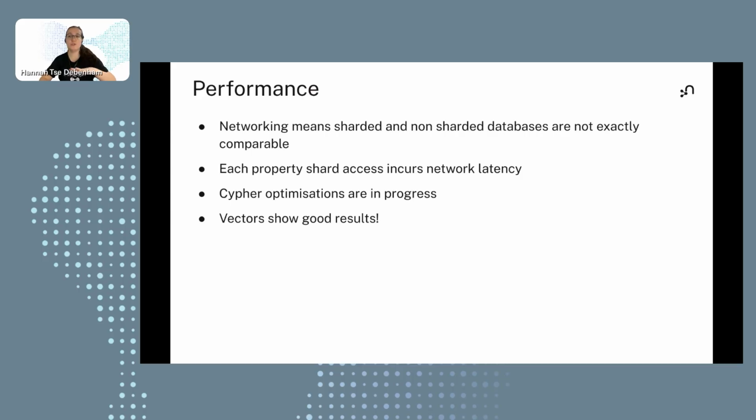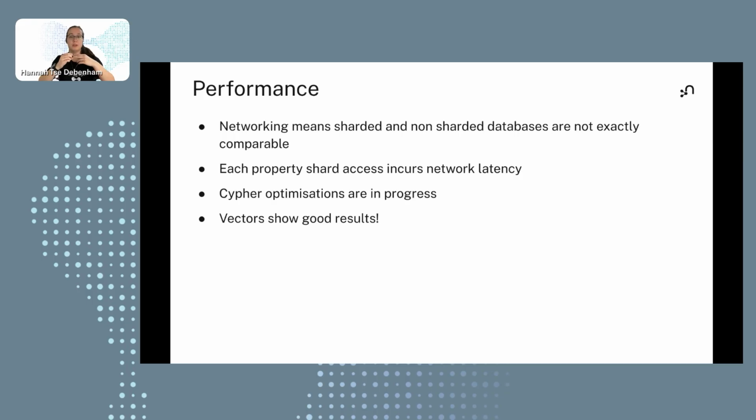Now, because we've introduced networking in this distributed structure, we can't directly compare the performance between the sharded and non-sharded databases. Different queries will perform better or worse on sharded property databases, depending on how many times the query needs to access the property shards. So something that quickly scans across lots of friendship relationships would perform much closer to the non-sharded version than something that is filtering on every hop for, say, when you met the person.